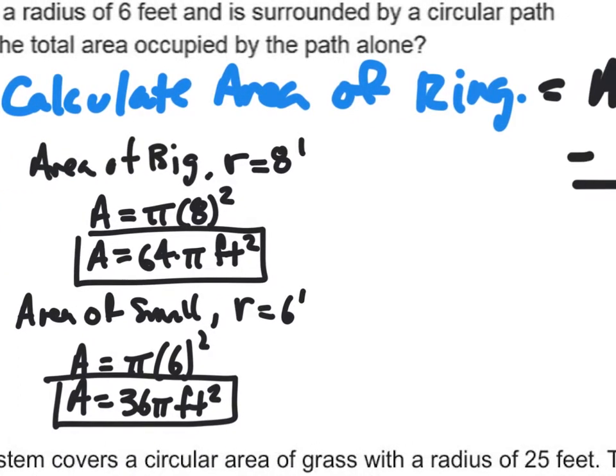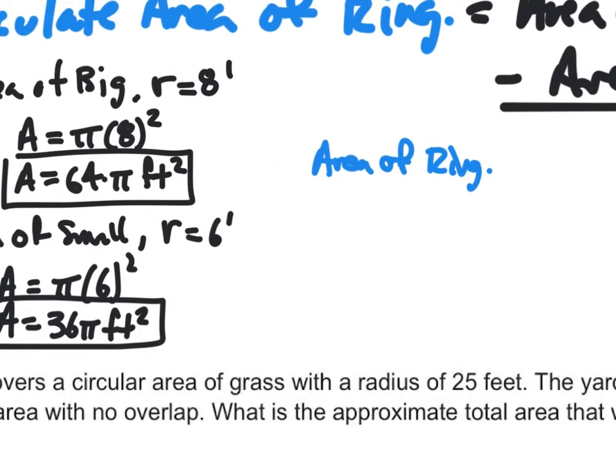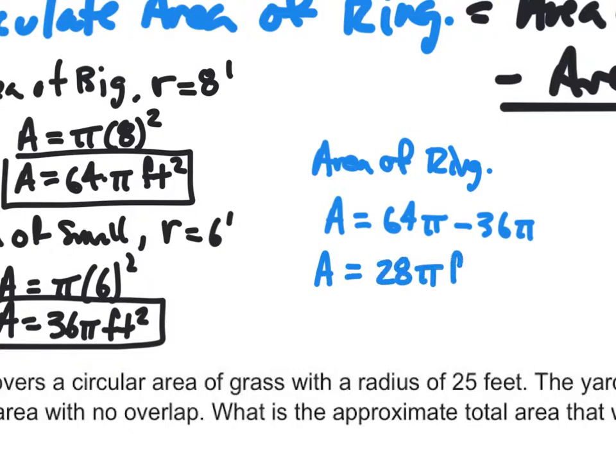In order to find the area of the ring, just like I had over here, we want to find the area of the big circle minus the area of the small circle. So my area for my ring is going to be 64 pi minus 36 pi. I kind of treat pi like a variable, and I'm just going to subtract 36 from 64. 64 minus 36 gives me 28. So my area is equal to 28 pi, and that's feet squared.